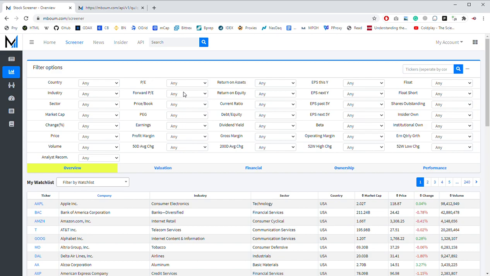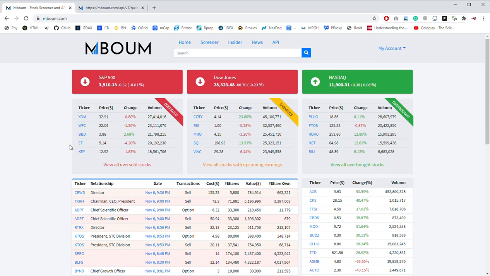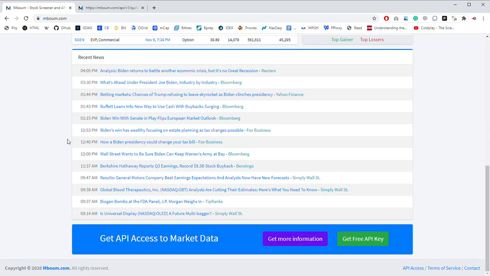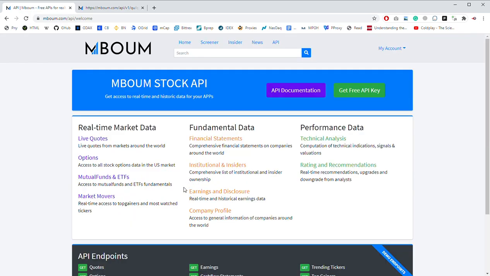On the screener, it has a lot of filters that you can use to filter out the markets to find whatever criteria you're looking for. This would be good to find trade opportunities and stuff. But this video will be mainly to go over the APIs that they provide, which is free.